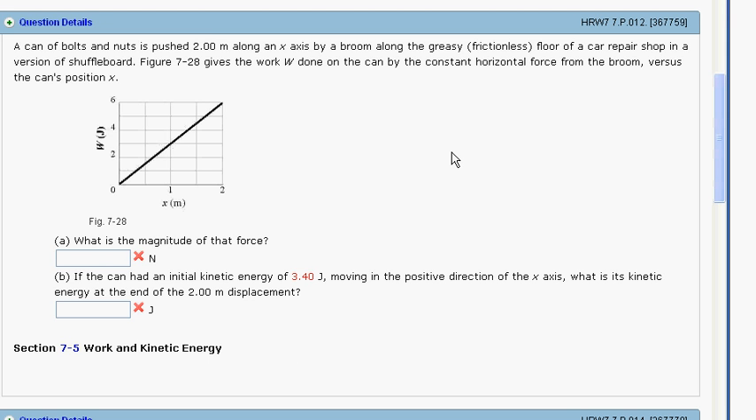Okay, in problem 2, we have a can of bolts and nuts being pushed along an x-axis by a broom along the greasy, frictionless floor of a car repair shop in a version of shuffleboard.